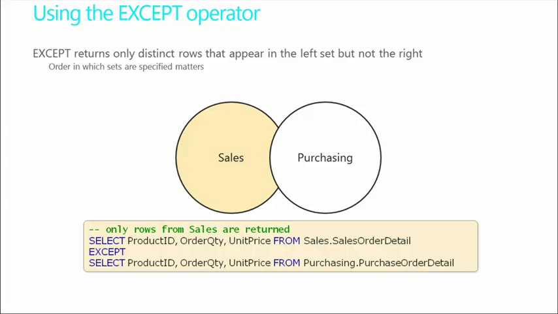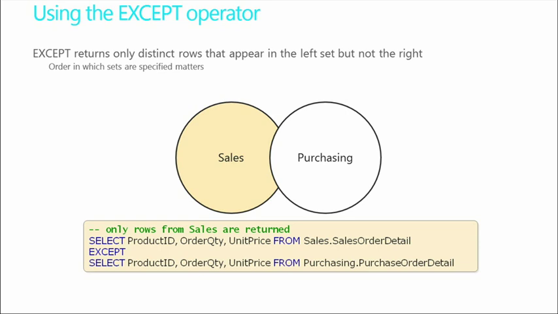The except operator returns only distinct rows that appear in the left set. Remember, if we talk left, we're talking about the first part of a query, but not in the right set. Does that make sense? Yeah, so if you take the former example, show me all customers that are not also employees. Not also employees. Okay, yeah.